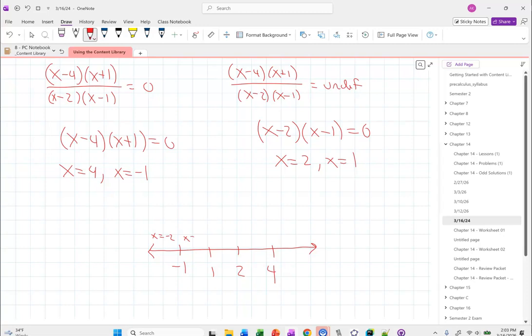Between -1 and 1? 0. I like 0. That would be fine. -1/2 would be okay. Between 1 and 2? 1.5. Okay, I'm just going to write 1.5. Is everybody okay with that? Between 2 and 4? 3. And bigger than 4? 5. Okay. Everybody good with the test values?